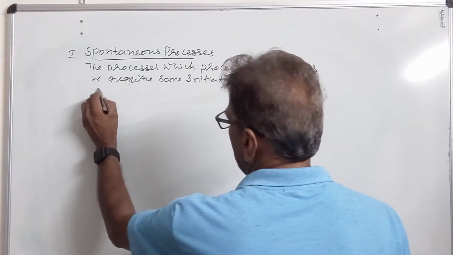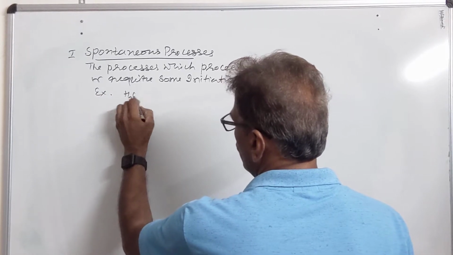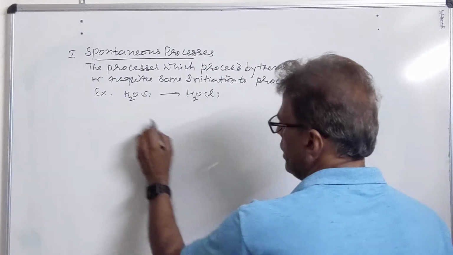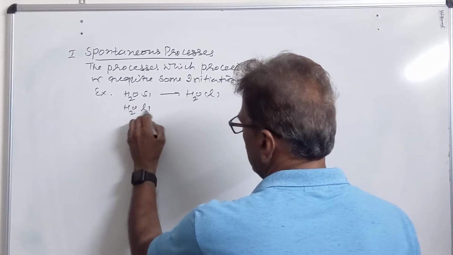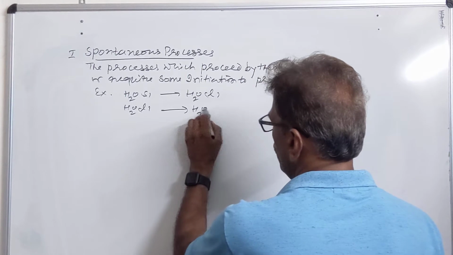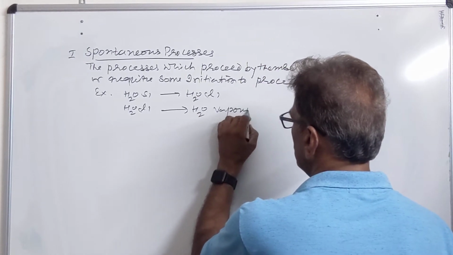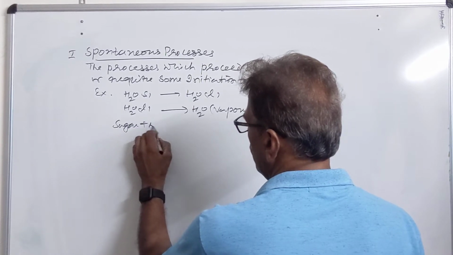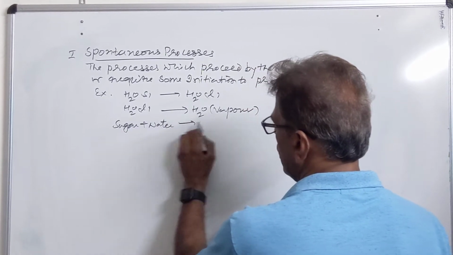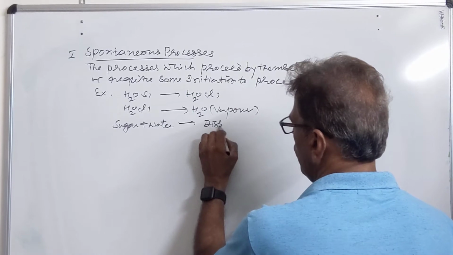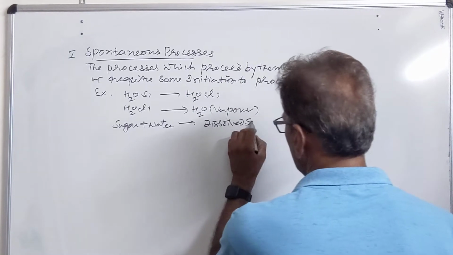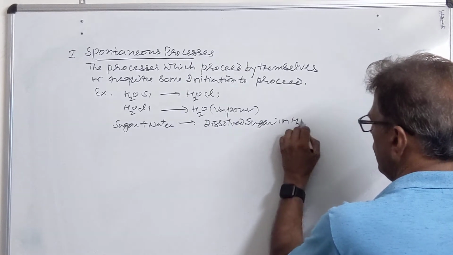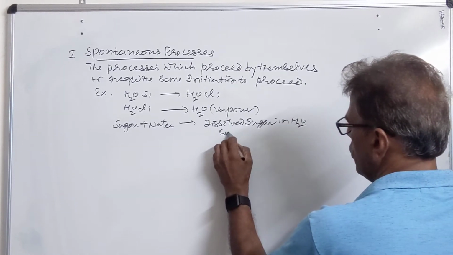So examples are H2O solid changing into H2O liquid. This is a spontaneous process. H2O liquid changing into H2O vapors. Then sugar dissolved in water. It will dissolve completely. Dissolved sugar in water, that is sugar solution.